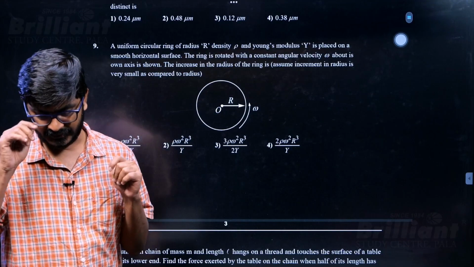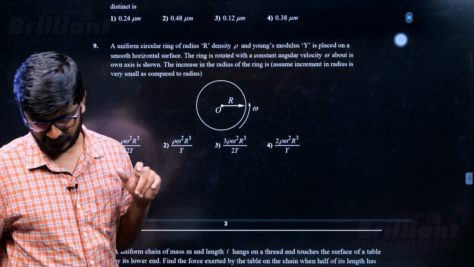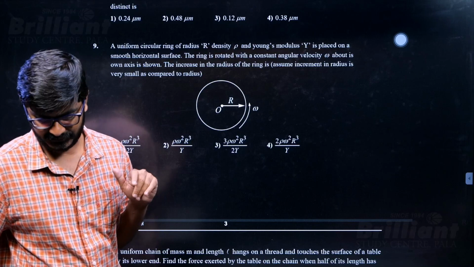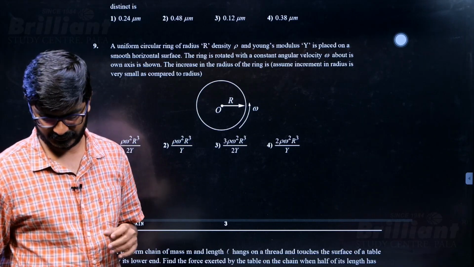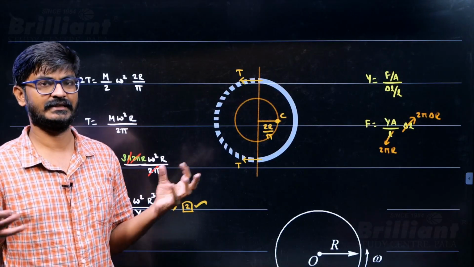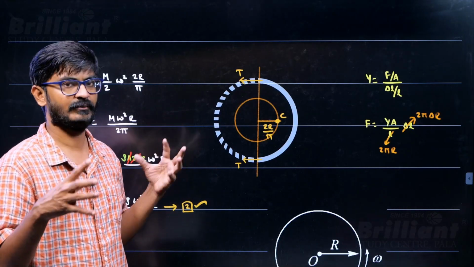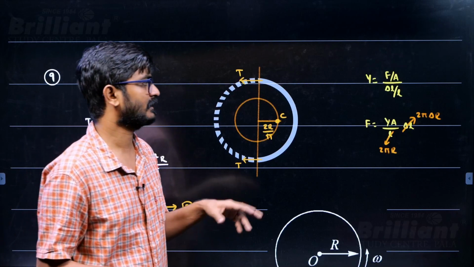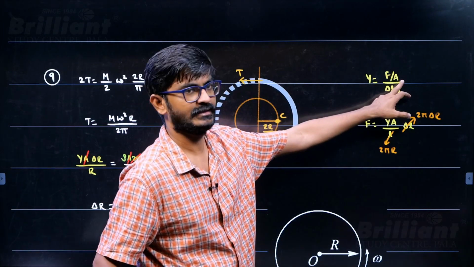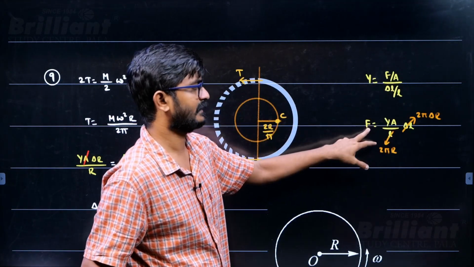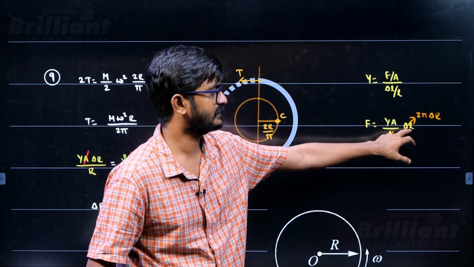A uniform circular ring is rotated. You need to find the increase in the radius of the ring. First of all, we need to think about why the radius is increasing. When you try to rotate it, there will be tension. Why will there be tension? Because of the expansion. Young's modulus is stress by strain, force by area. So why is force coming into the picture? Because there is a change in length.